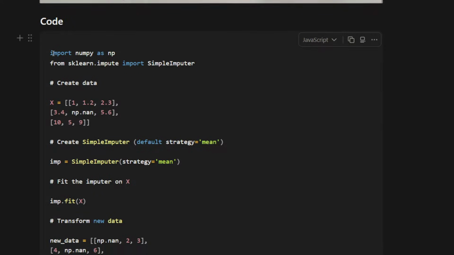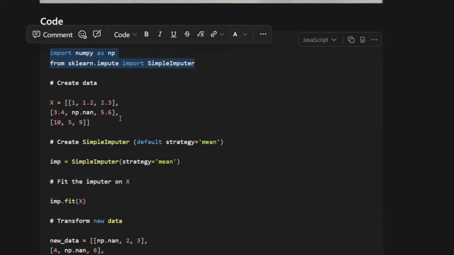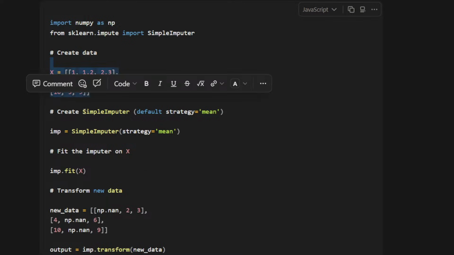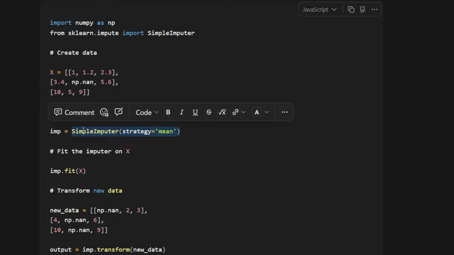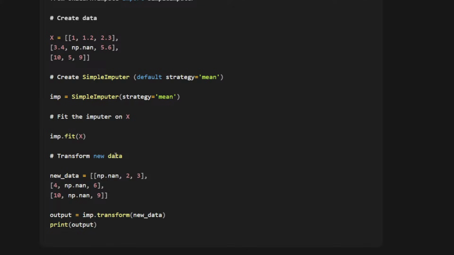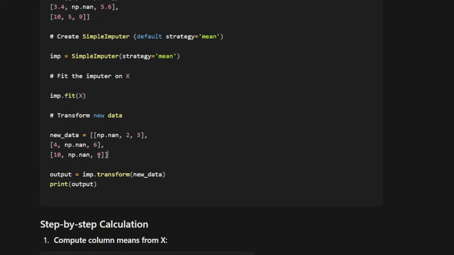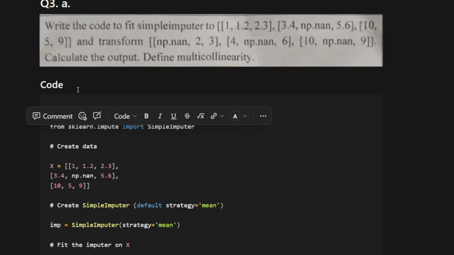That's not an issue. So first we are importing the necessary libraries, creating the data, creating the simple imputer using this line. Imp equals simple imputer, strategy equals mean. Fit this imputer on X. So we are fitting it on X. X was given in the question. And then transforming new data. New data is also given in this question. Here, this data.